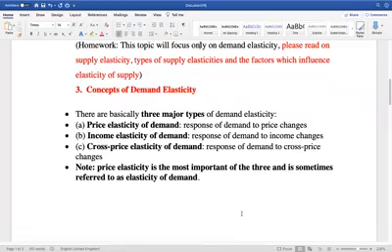So the most important of these three concepts of demand elasticity is price elasticity of demand, which is the first one. Price elasticity of demand is the most important of the three and is therefore sometimes referred to as elasticity of demand. Imagine, the whole set of concepts are all elasticities of demand. There are three of them: price elasticity of demand, income elasticity of demand, and cross price elasticity of demand. But the first one is so important that sometimes you are asked to calculate the elasticity of demand, and it actually refers to the first one, which is the price elasticity of demand.